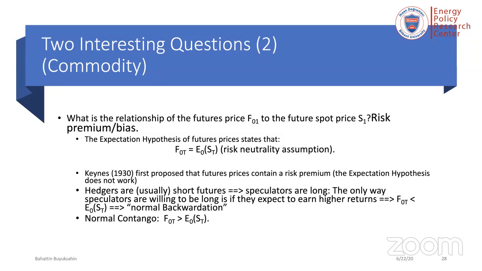This causes hedging pressure to drive down the price of futures versus the expected future spot prices, a phenomenon known as normal backwardation. It is different from backwardation. When you're talking about backwardation, you're comparing the spot price and the future price. When you're talking about normal backwardation, you're comparing the future price with the expected spot price at time T1.